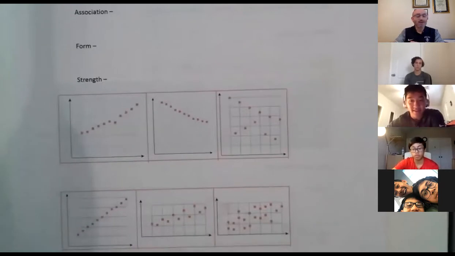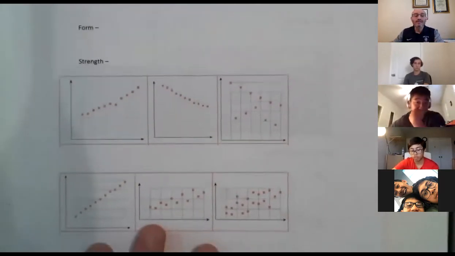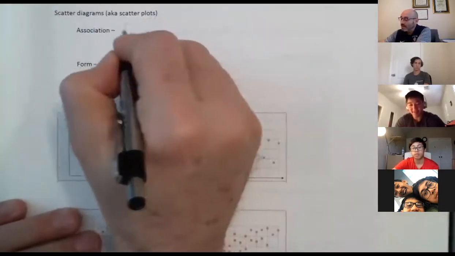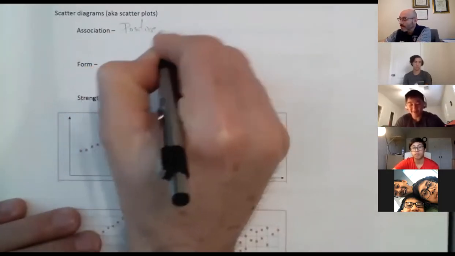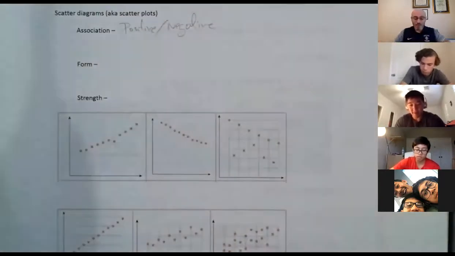Now, the scatter diagram, that's how the book calls these plots. I think you know them as scatter plots, right? And when we look at scatter plots, then we want to look at these three things. We want to look at the association, and the association is the trend. And the trend can be positive or it can be negative, right? When is it gonna be positive and when is it gonna be negative?